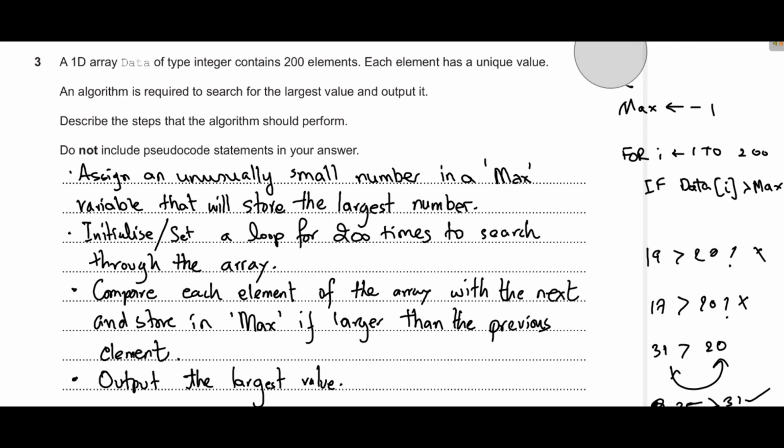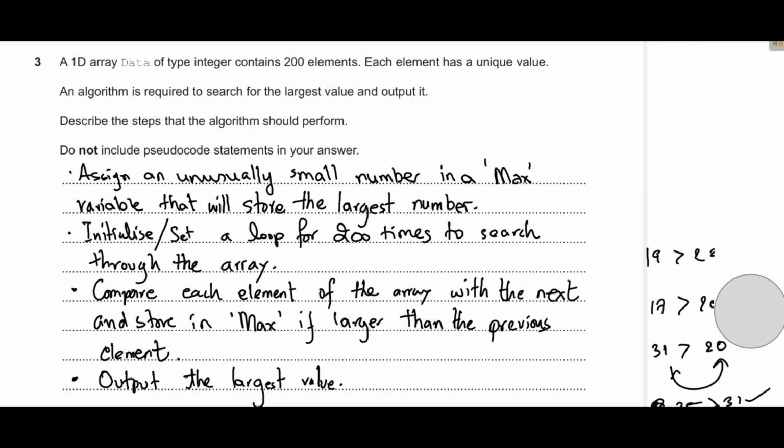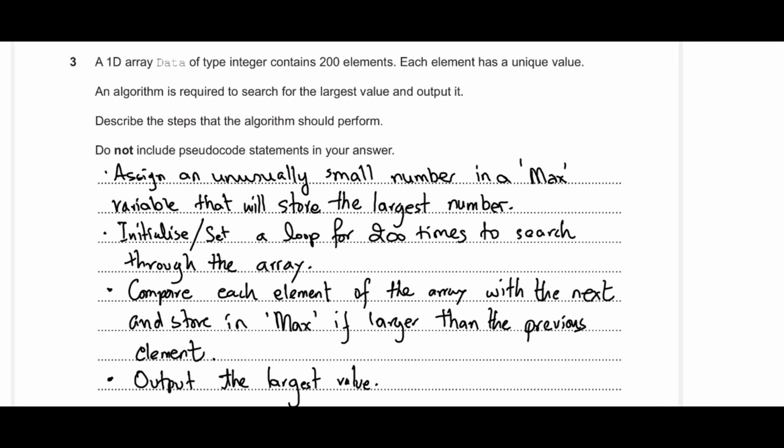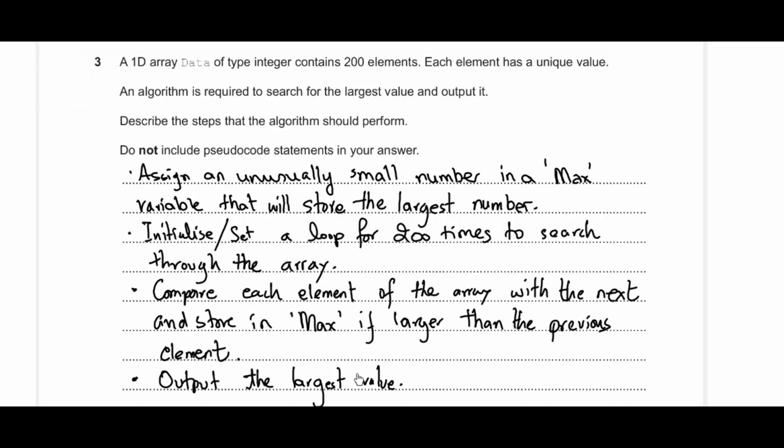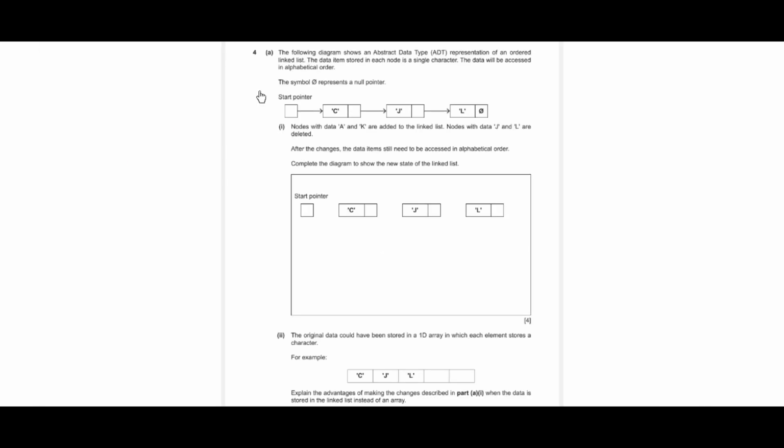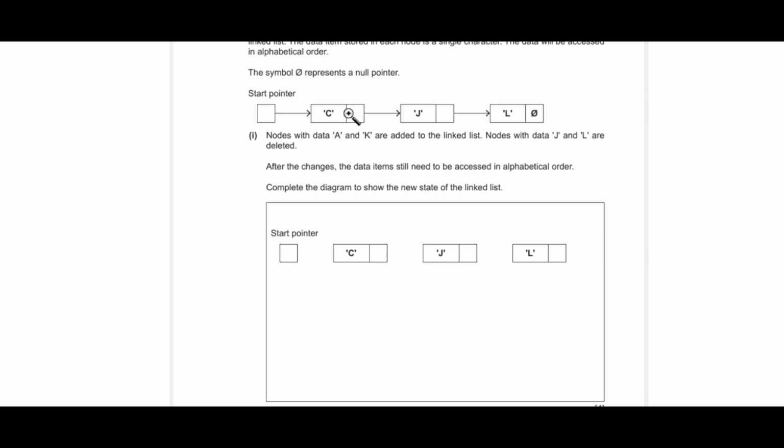That's where you're going to be assigning a very unusually small value, especially a negative number, to max in order for this code to work. And then the loop is going to run 200 times, comparing each element of the array with the next in order to determine which one is actually the largest. Okay, let's move on to the next question.